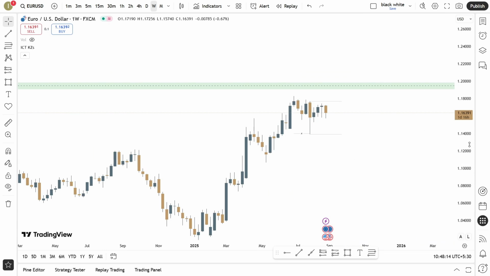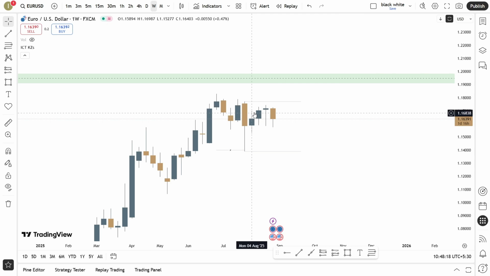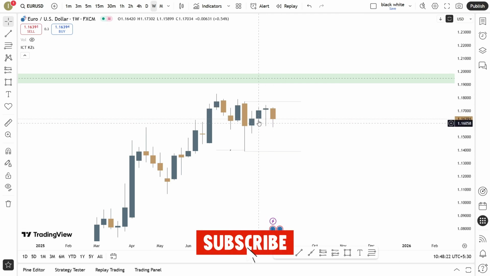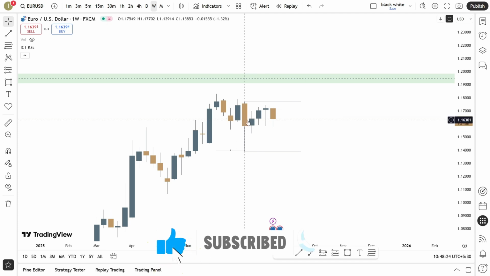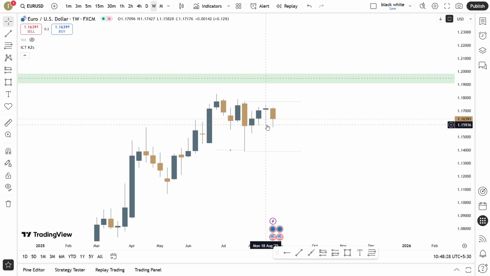So this is the weekly chart, and it is pretty much evident that we are not closing above the previous week's candle's range. So we are particularly in a sideways market and sweeping the lows right now. Let's move to the dailies to see what we have.